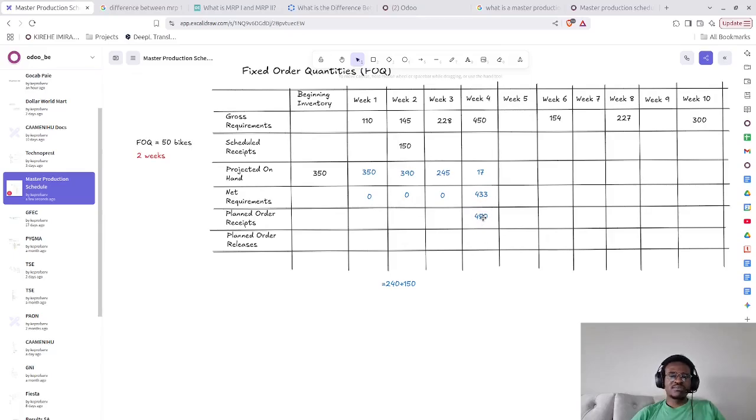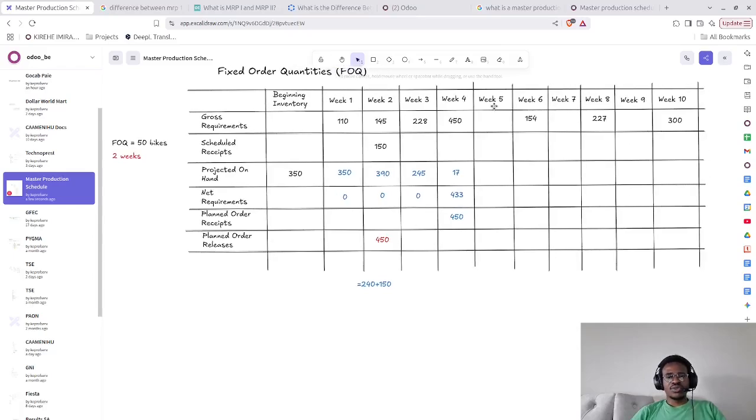But for me to receive these bikes in week 4, I have to wait for 2 weeks. So in other words, I must make my order 2 weeks prior to the reception. Planned order receipts, planned order releases. This one is when I'm receiving it in my workshop or wherever I'm selling them from, and planned order releases is when they are being released from the supplier. So I need to count 2 weeks back. 1, 2. So I need to make that order in week 2. That's 450 bikes, so that I receive these bicycles in week 4. I'll put that in red.